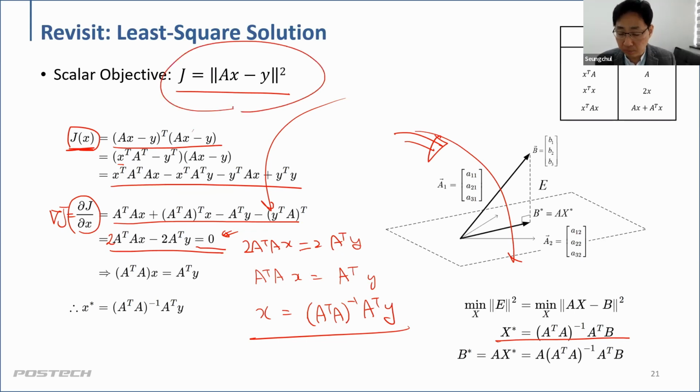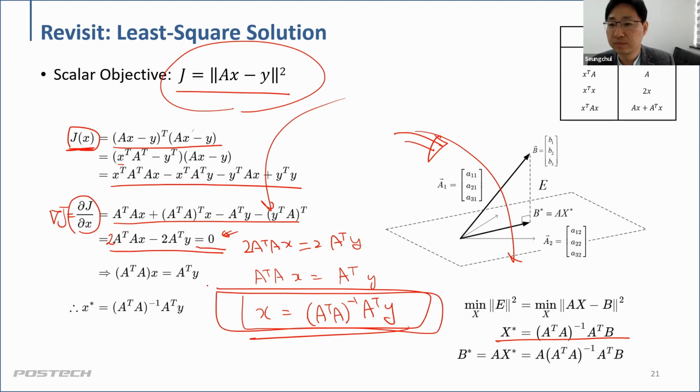But the important thing is you have to memorize this one. I mean, you don't have to memorize it, but you have to understand. Right? A transpose A inverse A transpose y. That will give us the optimal solution. You can think of it as a least square problem, or as a convex optimization problem, or as projections in the linear space, no matter what, right?